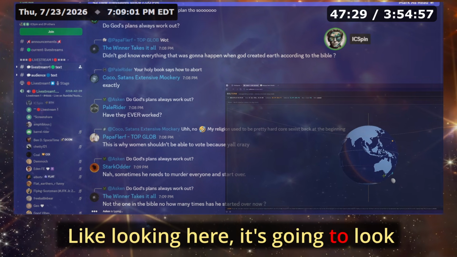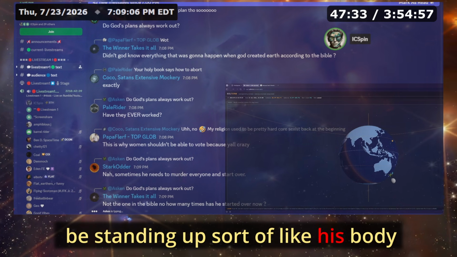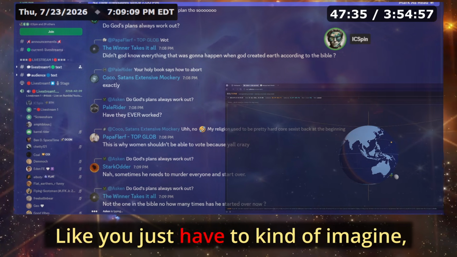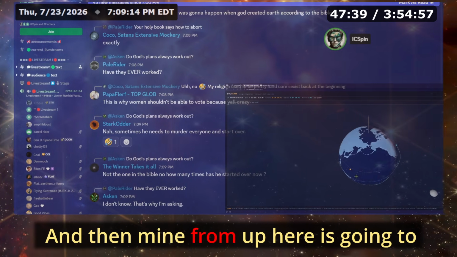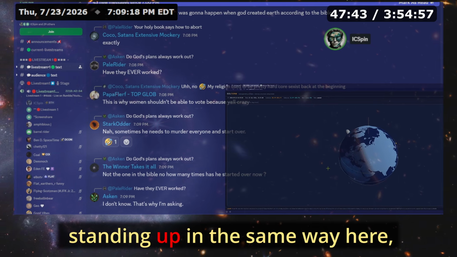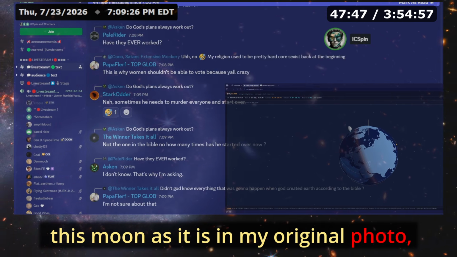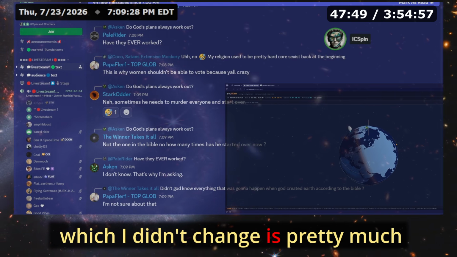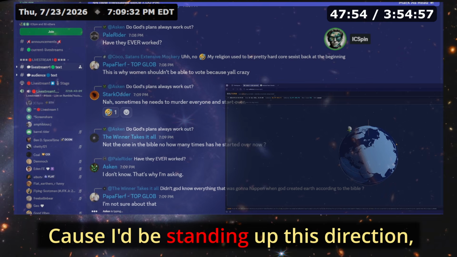Looking here, it's going to look like that, but upside down because he'd be standing up, his body would be like that. You just have to kind of imagine, and it's going to look like it was in his original. Mine from up here is going to look like I'm standing up in the same way. You can see this moon as it is in my original photo, which I didn't change, is pretty much exactly what it should be. It's going to be tilted a little bit because I'd be standing up this direction.